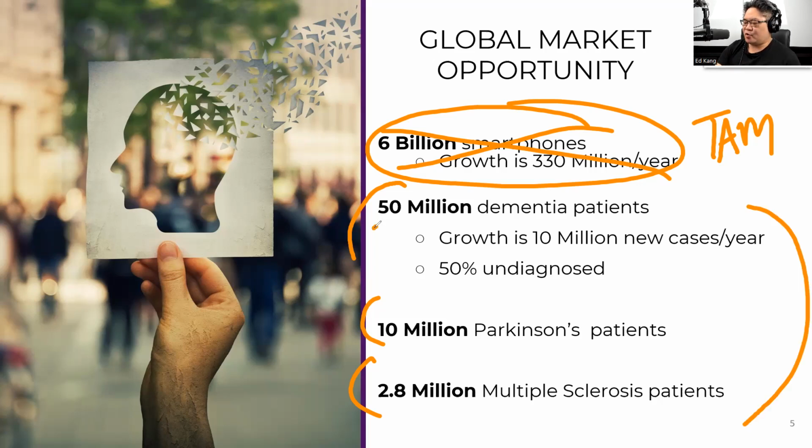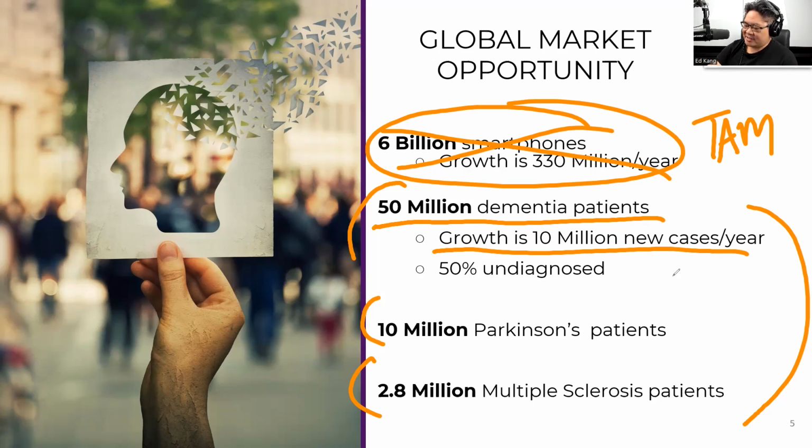On top of which, people who get this after the fact is not going to be helpful. Therefore, your TAM are the new cases that are going to hit every year because you want to get into early detection and prevention. So let's say you've got 10 million new cases of dementia, 10 million new cases of Parkinson's, and just for number's sake, you've got 2 million multiple sclerosis patients. You can say our total addressable market is the 22 million patients who get Parkinson's, dementia, and multiple sclerosis every year, or any type of neurological disease. You might want to even open it up if that's what your app can do. You can say something along the lines of 50 million people will get a neurological disease every year.